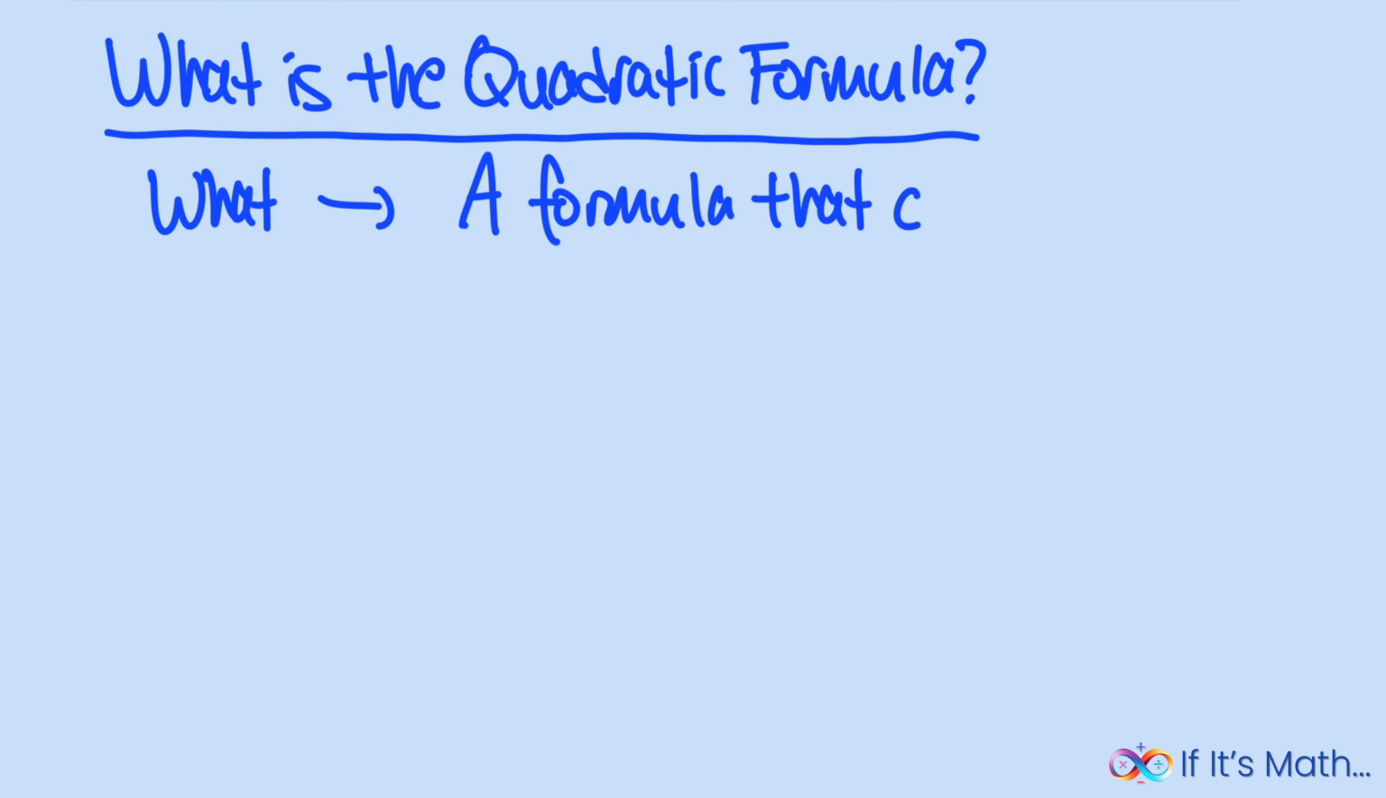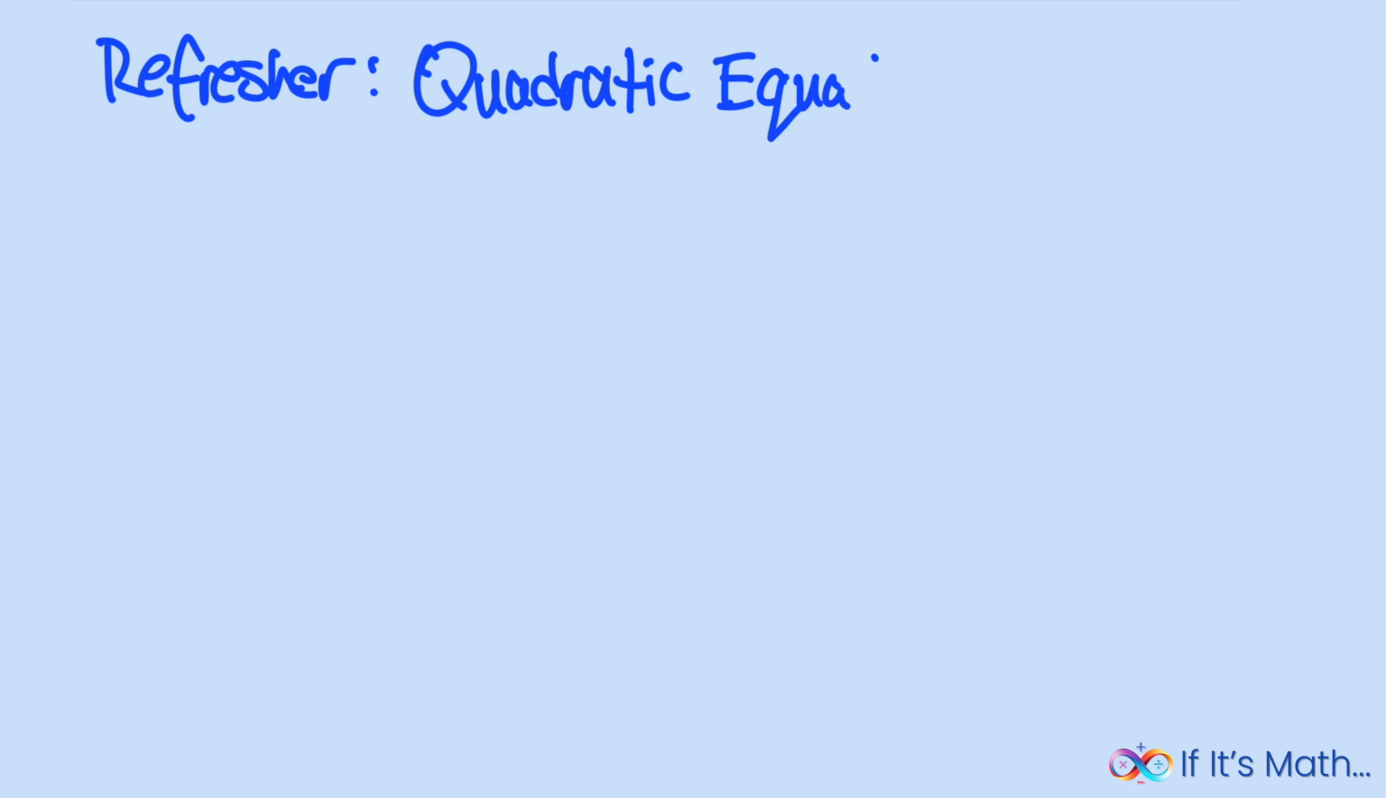So before we really jump into what is the quadratic formula, it's important that we do a bit of a refresher on quadratic equations themselves, because we'll be talking about that a lot during the video. And if you need a more in-depth review of quadratic equations themselves, be sure to check out our quadratic equations video. But just as a quick refresher, a quadratic equation is an equation where the highest exponent on a variable is squared. So the biggest exponent is a 2.